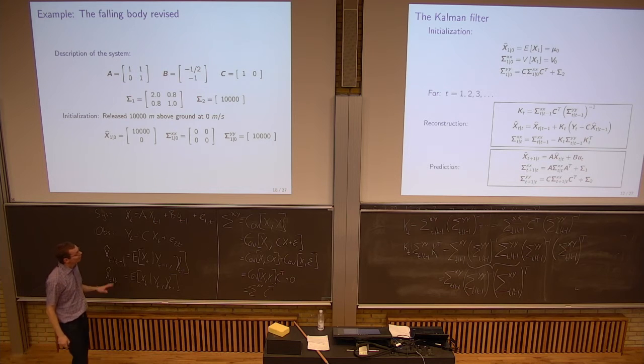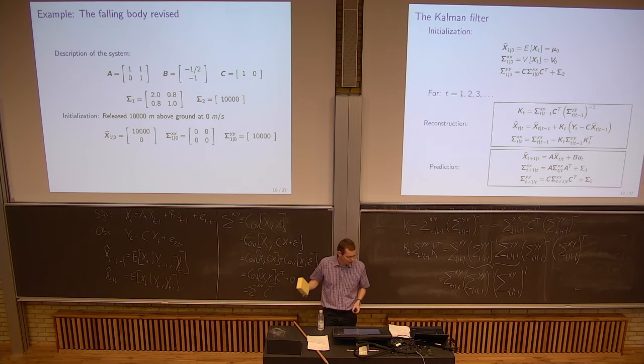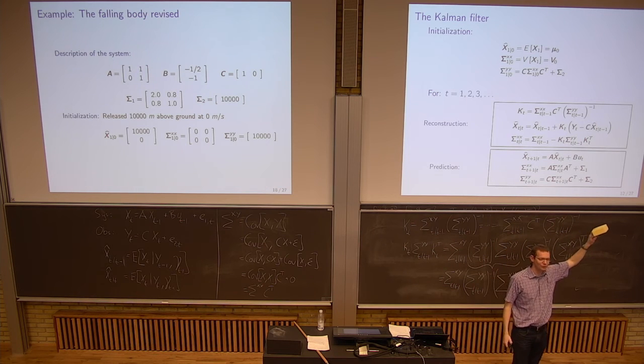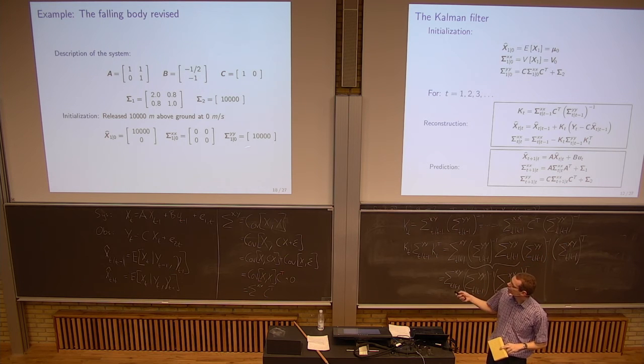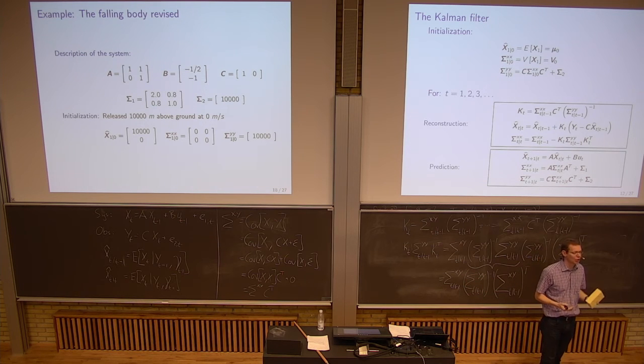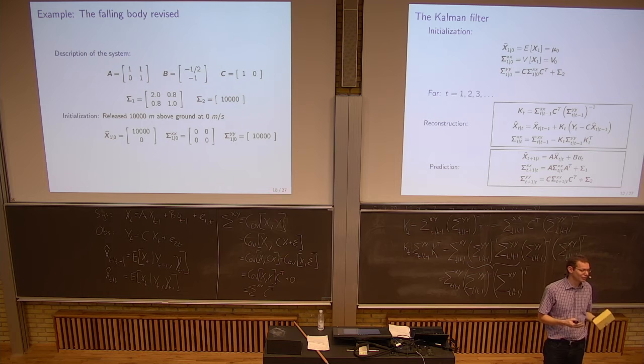So, getting back to the example with a falling body, let's assume that we have this positioned 10,000 units above ground. Here, we leave it 10,000 meters above ground. We say it is a standstill. We say that we know exactly where it is. And we assume that we have an uncertainty on the observation that corresponds to a standard error of 100 meters. So a variance of 10,000 meters.